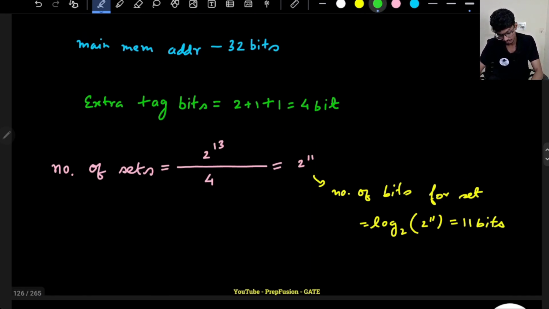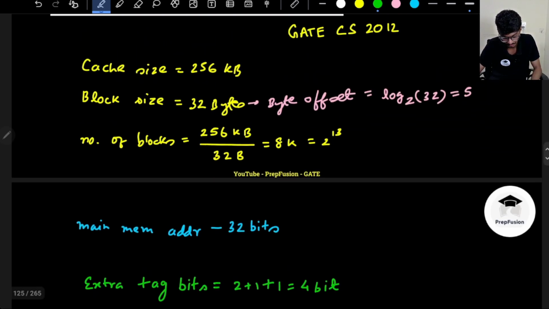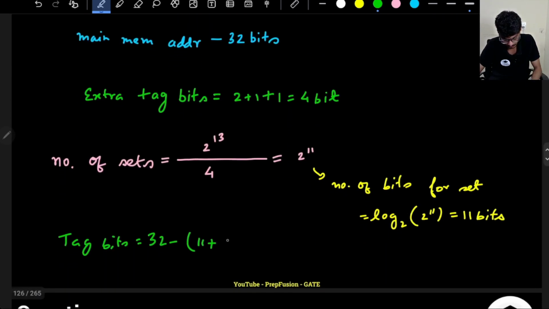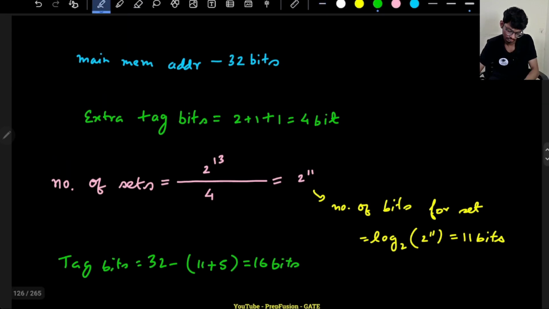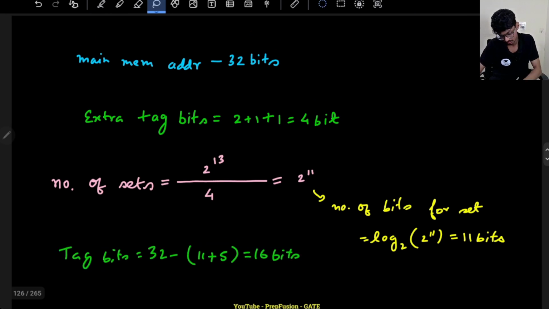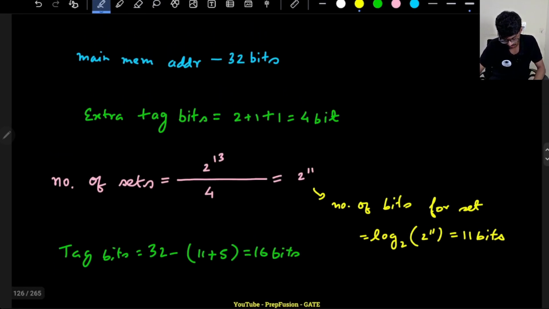So how many will be the tag bits out of this? Tag bits will be equal to the total main memory address size, 32, minus the number of bits required for the set plus the byte offset. The number of bits for byte offset is 5. So 32 minus 16 leaves 16 bits. So it is 16 bits.